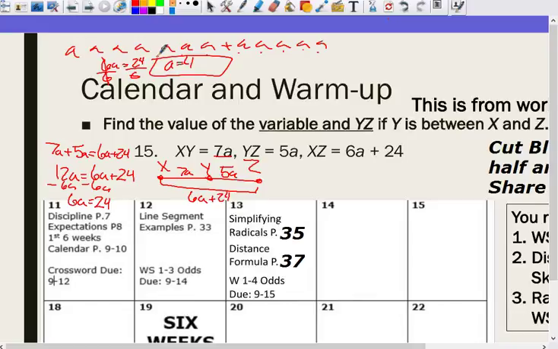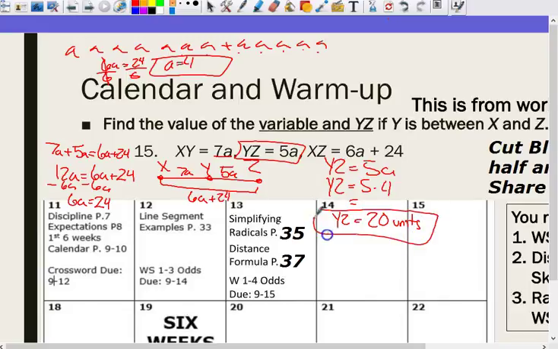When we find the measurement of yz, it totally has to have units because it is a measurement. Measurements must have units. All right, let's figure out what yz is. Do we have an equation here that gives us yz? Right there. yz is equal to 5a. Man, if only we knew what a was. Do we know what a is? yz is equal to 5 times 4. a is 4. The measurement of yz is 20 units because it's a measurement. Okay?